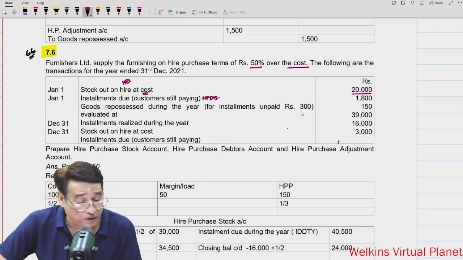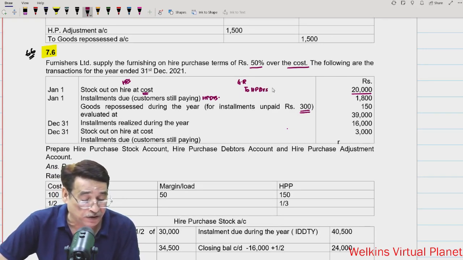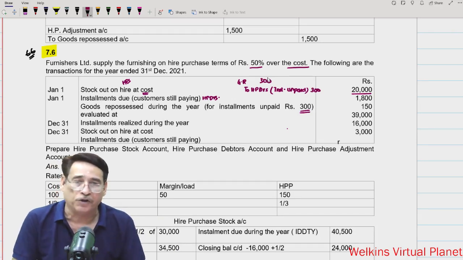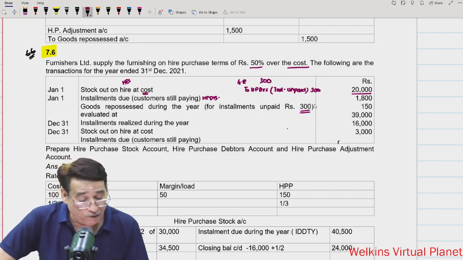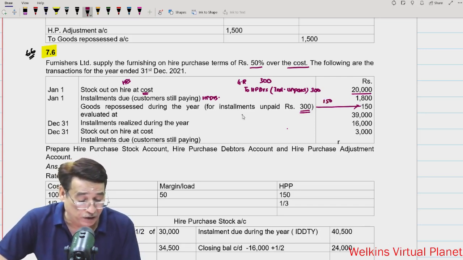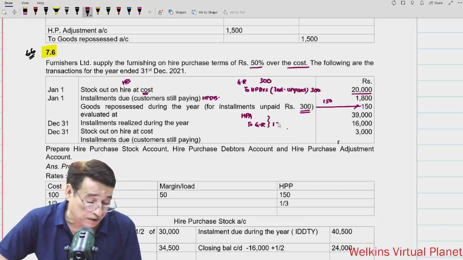Goods repurchased during the year on which installment unpaid were 300. So our entry will be goods repurchased account debit to hire purchase debtors account. We will credit the hire purchase debtors because these installments were unpaid. Installment unpaid means these installments had become due but remained unpaid. So we will first of all reduce the amount of debtors, because now we are going to take back the goods. So debtors are not going to pay us in future, and the debtor amount will be reduced by 300. However, we estimated these goods at only rupees 150. 300 worth of goods were estimated at 150, so there is a loss of 150. This loss of 150 will be debited to hire purchase adjustment account, and our entry will be hire purchase adjustment account debit to goods repurchased with the amount of loss, that is equal to 150.